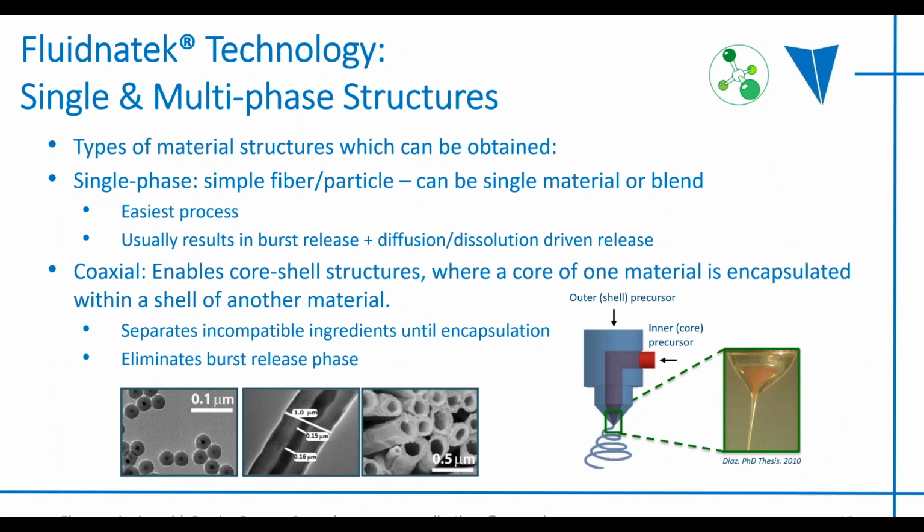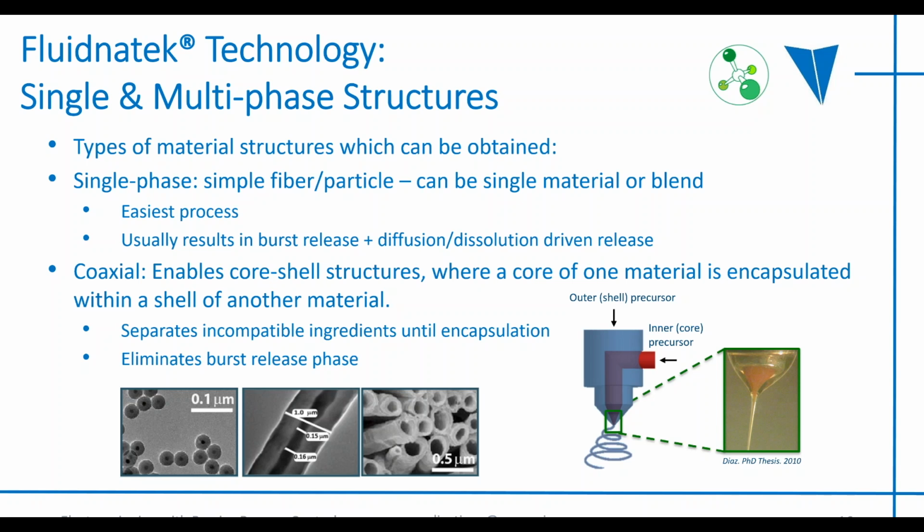Using this needle-based electrospinning process means that we can obtain single-phase materials, simple fibers, and we can also create multi-phase materials, either by blending two or more materials into one solution, or we can process through coaxial spinning heads. That consists of one capillary needle inside another capillary needle, and you flow two different solutions through each one and end up with a core-shell structure.